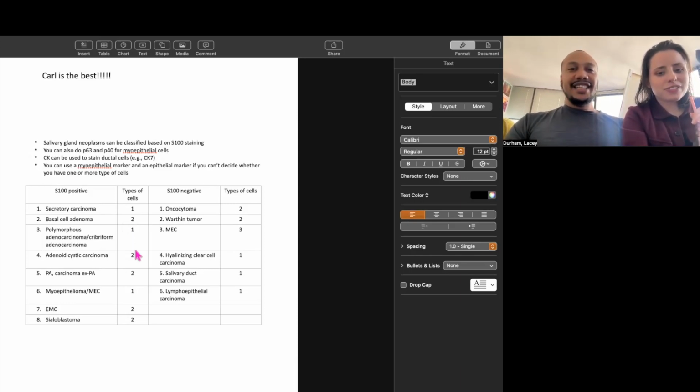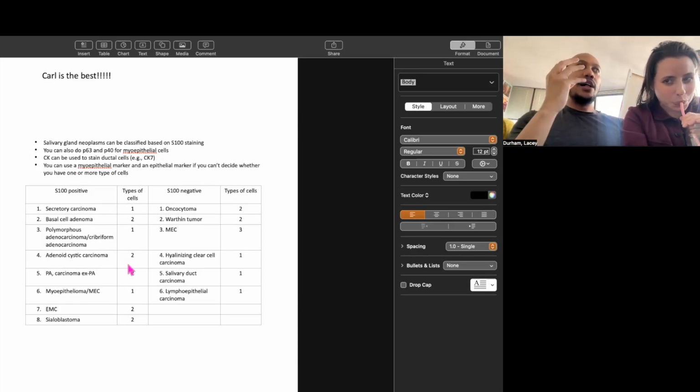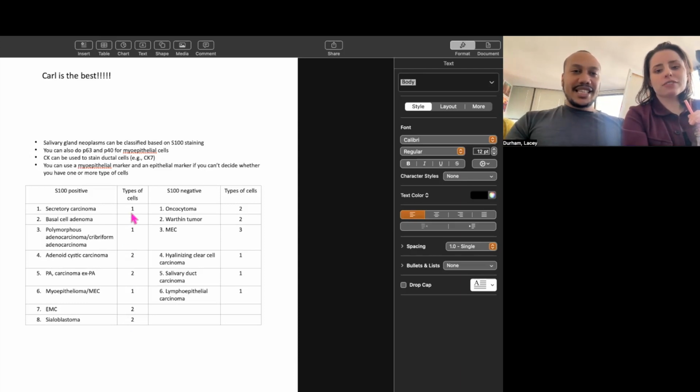And then it didn't look like adenoid cystic carcinoma to me because to me, adenoid cystic, I want to see the cribriform, punched out spaces. There are so many things that I want to see in adenoid cystic that I didn't see. And then even on the imaging, they were like, well circumscribed lesion, 3 centimeter, whatever. So now we said it's not secretory, it's not basal cell, it's not polymorphous, it's not adenoid cystic. PA is still on the differential. It's not myoepithelioma or myoepithelial carcinoma because there's two cell populations.